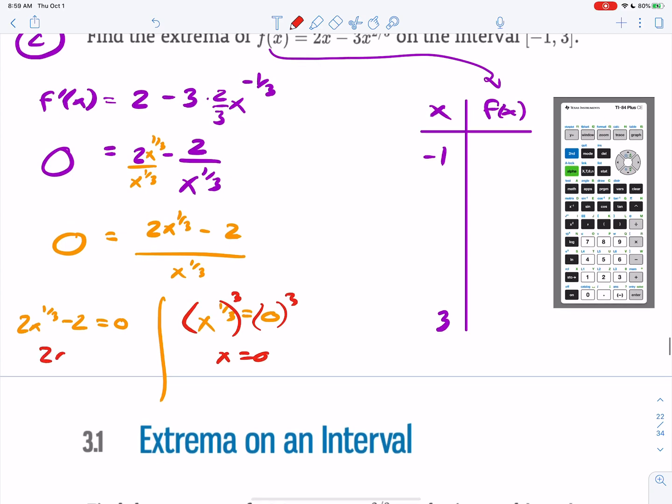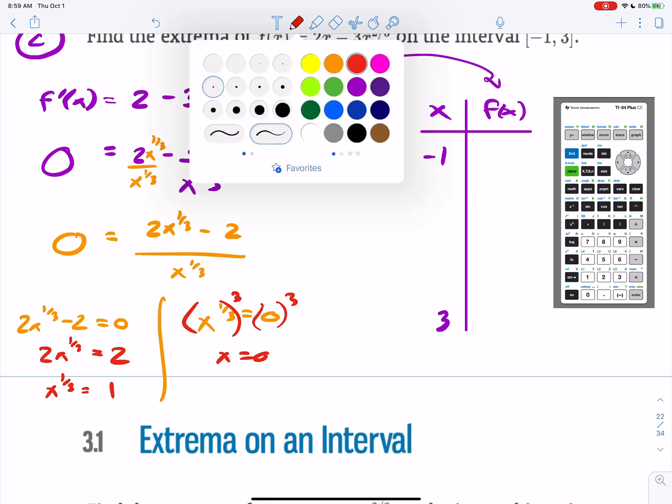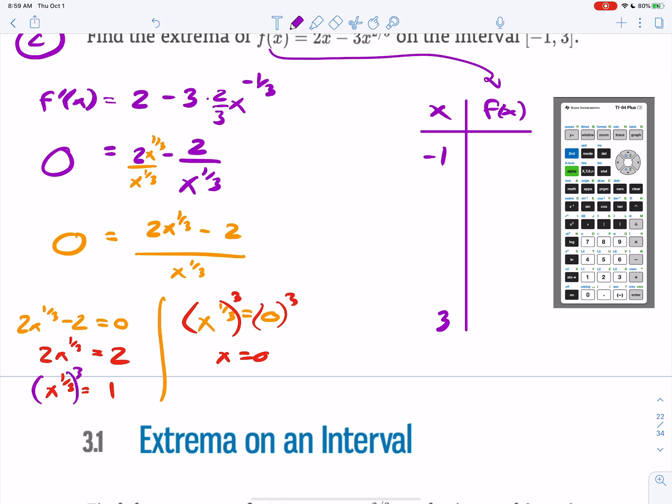Now over here, 2x to the 1/3 equals 2 if I bring over the 2. If I divide by the 2, I'll get a 1. And if I cubed both sides to get rid of the cube root, x will equal 1. Okay, so here I have two values, 0 and 1. Does 0 and 1 fit in between my interval? It does.